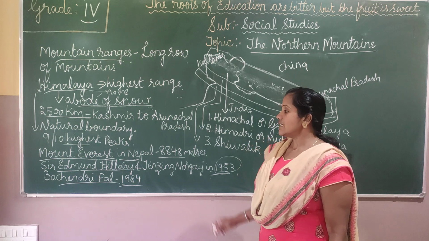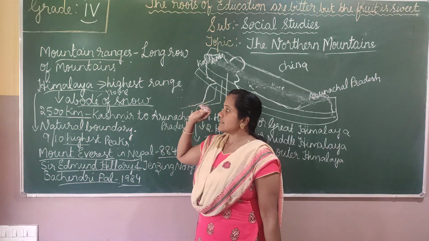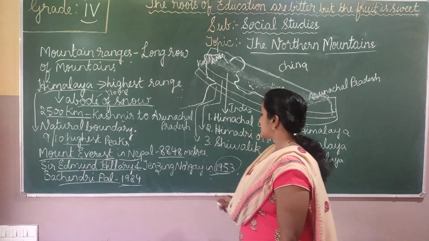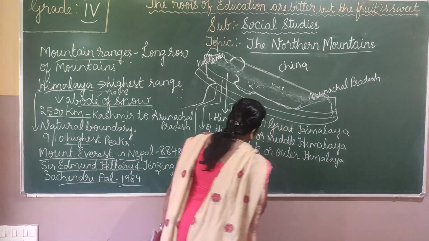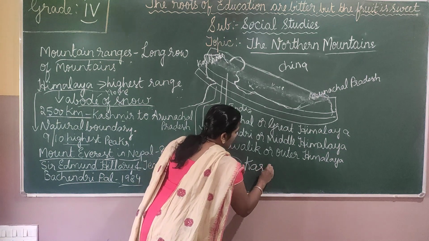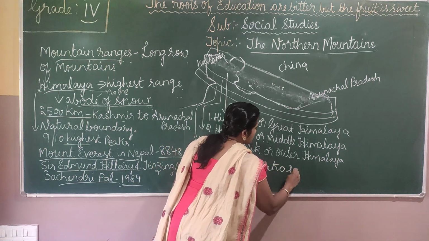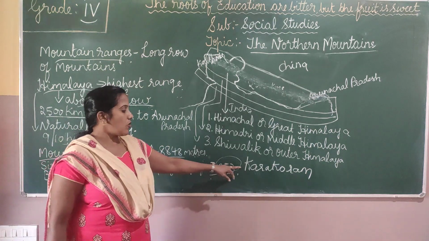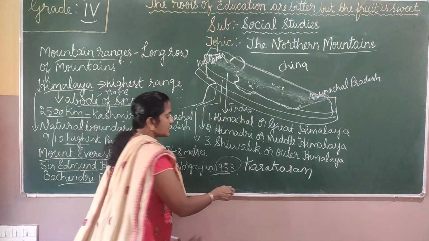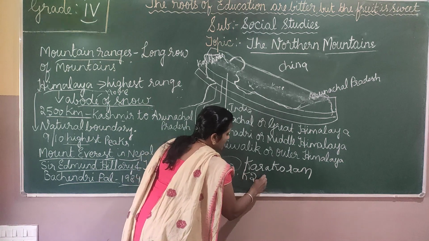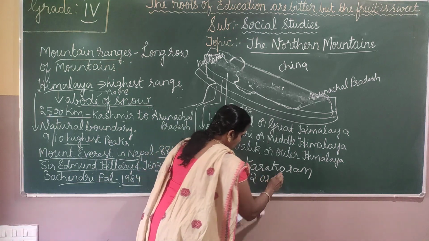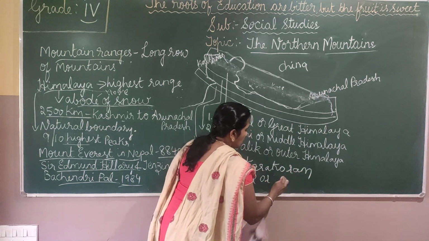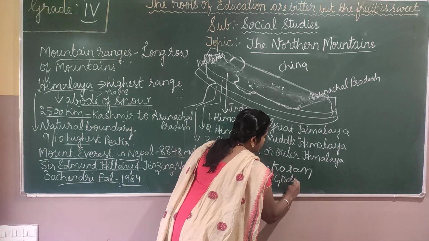1984. Okay, so like the Himalayan mountain range, we have another mountain range called Karakoram range. Okay, Karakoram range. So this was another mountain range called Karakoram range and K2 or Godwin Austen.